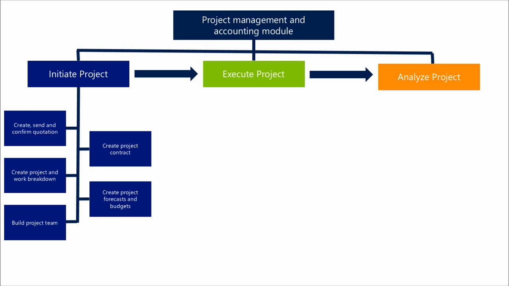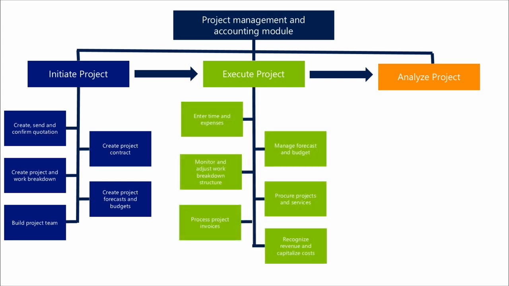Work is planned and estimated using a work breakdown structure. Forecasts and budgets are used to guide the project execution. They're all set up at this point. And team members can be booked and assigned to planned work. Then we move to execution of the project.